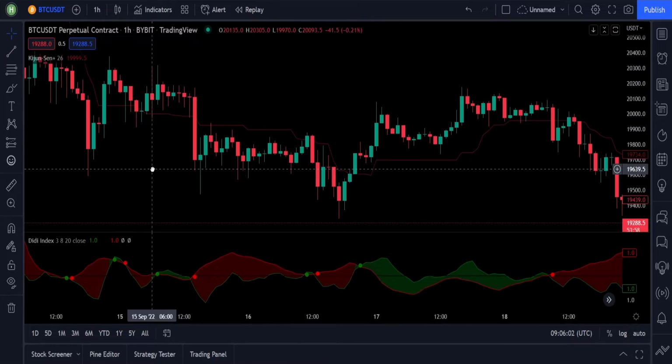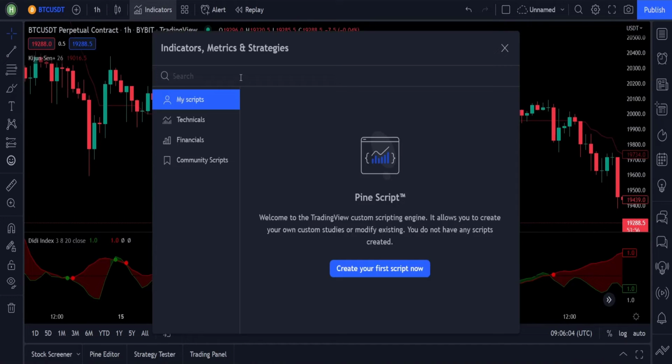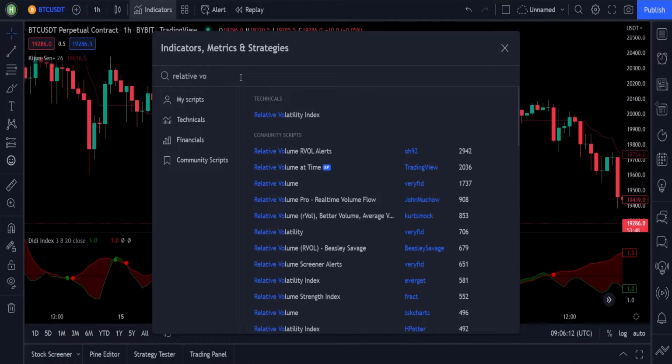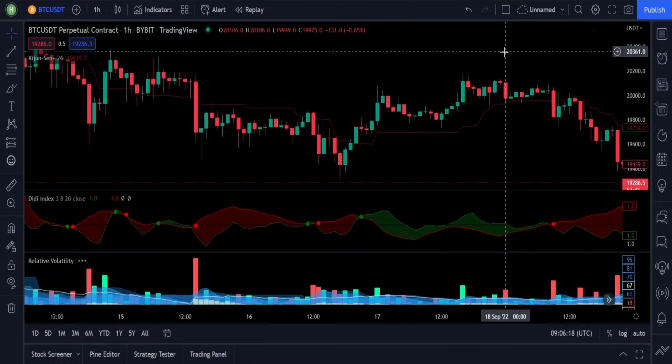Now, the third and final indicator we're going to add is the Relative Volatility by Verifid. This indicator measures the standard deviation of price changes within a defined range of look-back periods to determine market direction. Now we're going to optimize these indicators.